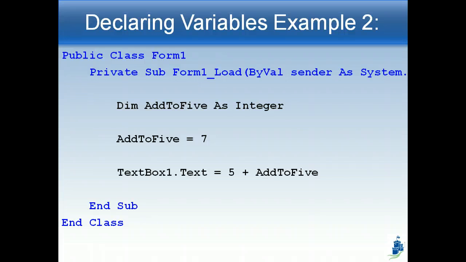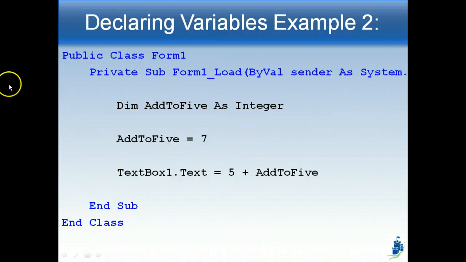Last step, I can say the text box one.text, some text box I have on the program, is equal to 5 plus the number I've stored in add to 5, 7. And so if I was to run this program, the text box would say the number 12 because it would take 5 and take 7 and add them together.